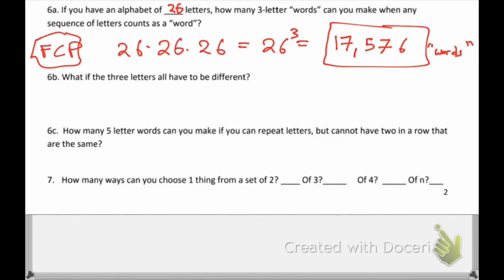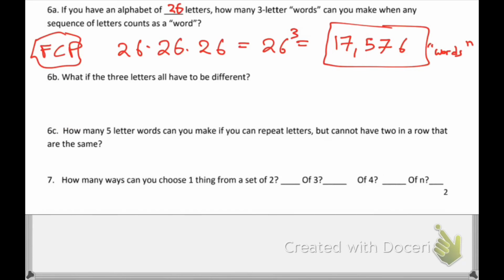Now what if the 3 letters all have to be different? So I can't do this because I'm repeating letters, so no repetition. Everything has to be different. So I could use A, B, C, I could use B, C, A, I could use C, A, B. Those are all fine because there's no repeating in each of the groupings.